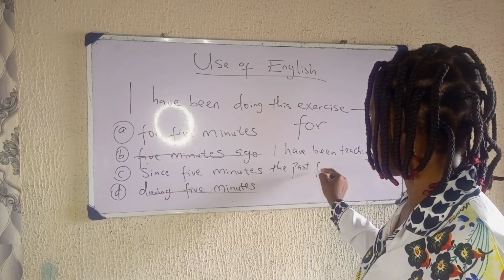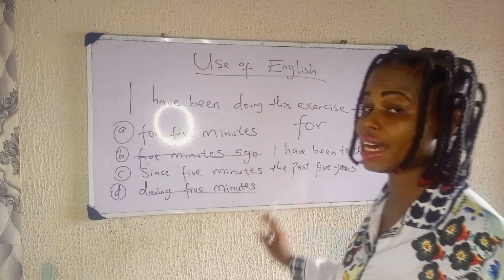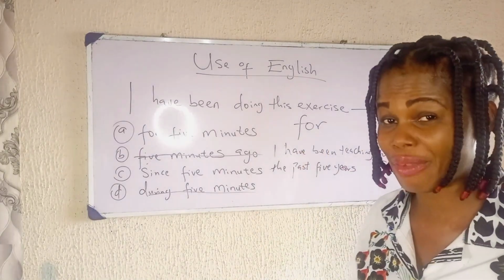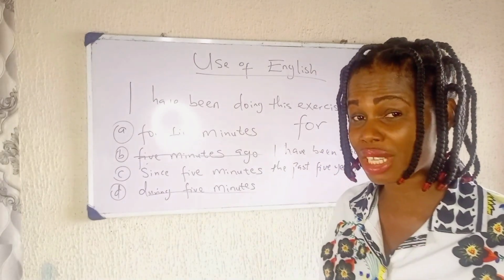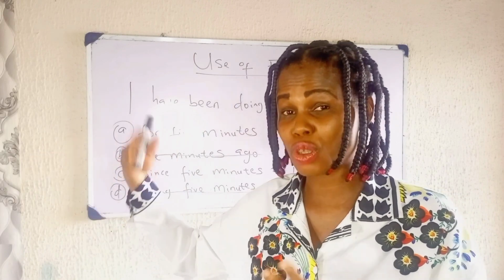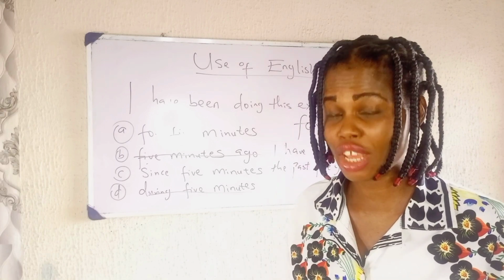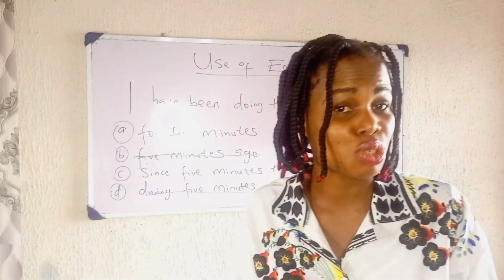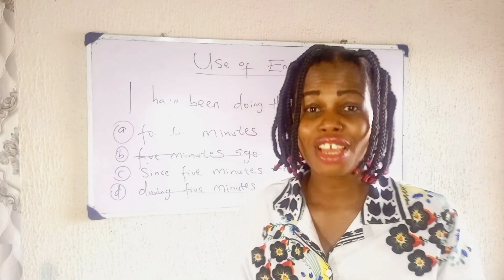Now, let's take, for example, for the past 5 years. Now I'm talking about the amount of time I've spent teaching, the amount of time that I've committed to teaching. I'm not talking about when I started teaching, at what point I started teaching, but the amount of time that I've spent teaching. So for is used in denoting the period of time or the amount of time spent doing something, or the amount of time that will be spent doing something.